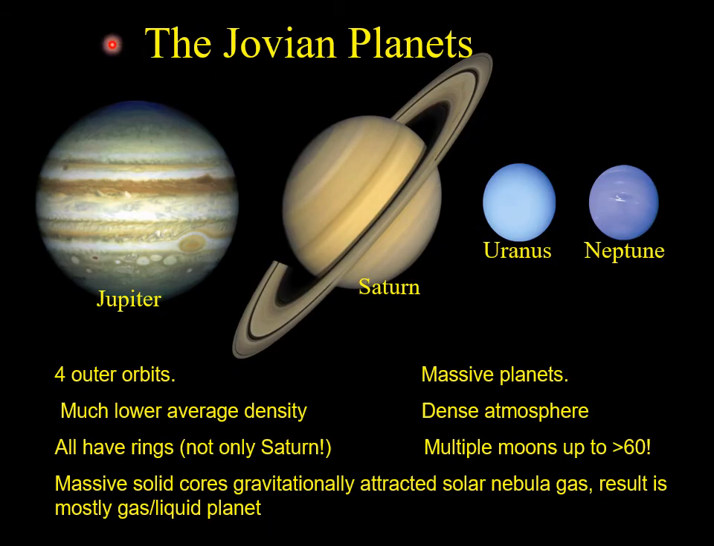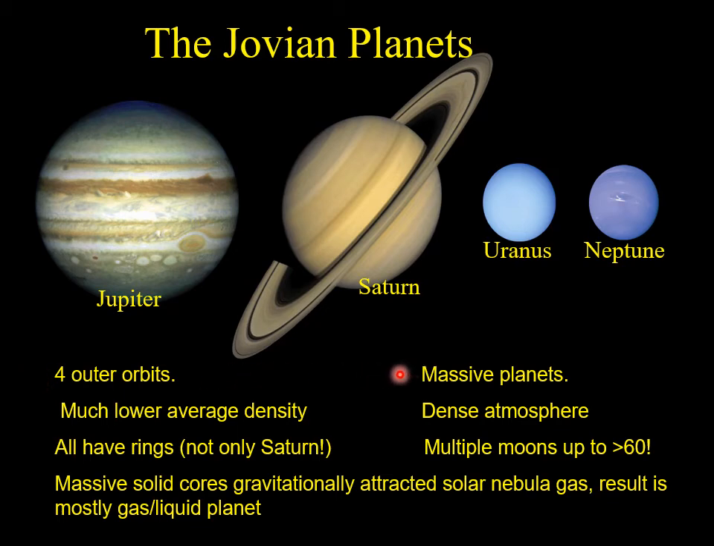Now let's take a look at the Jovian planets. Remember, the word Jovian means Jupiter-like. The king of the planets, the largest planet in our solar system, is Jupiter. So the Jovian planets are named after Jupiter. Jupiter, Saturn, and then the twin planets Uranus and Neptune are the 4 outer planets of our solar system.